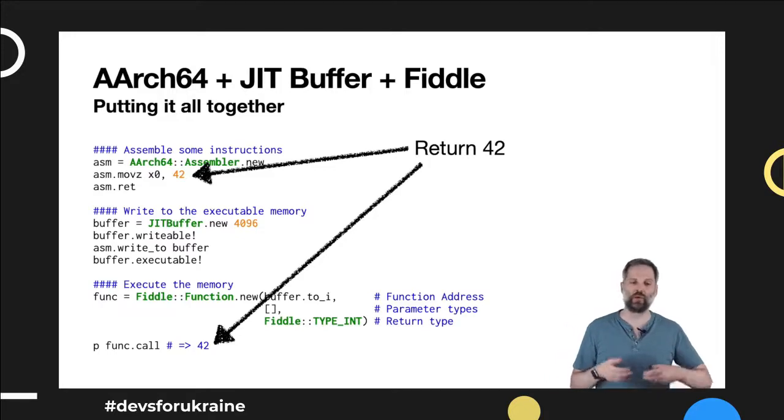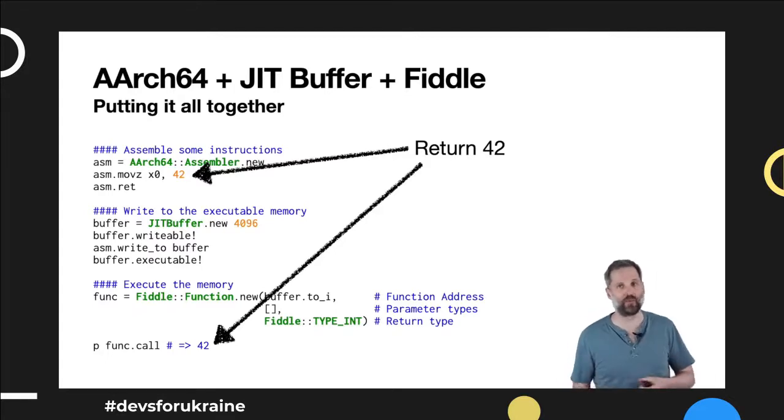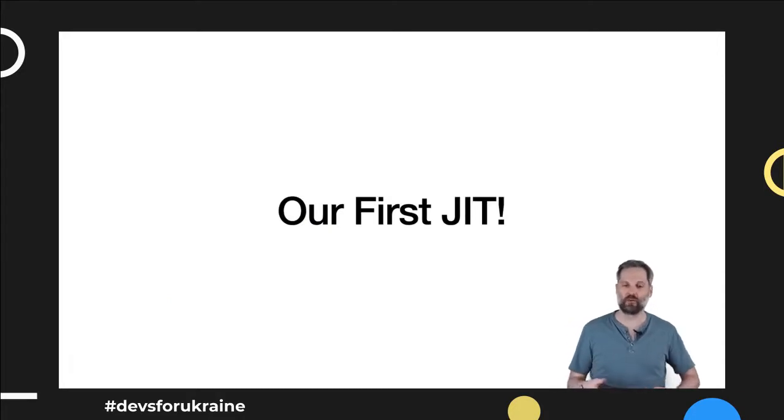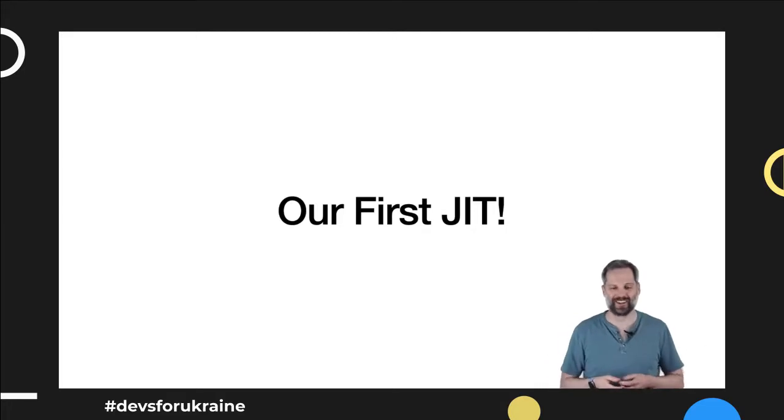back. So we were able to successfully put together machine code at runtime and execute that machine code, all at runtime. So we can say that this is our first JIT. So you can take all that stuff, put it together at runtime and execute it. We've checked all the boxes for what is a JIT, and we did it.